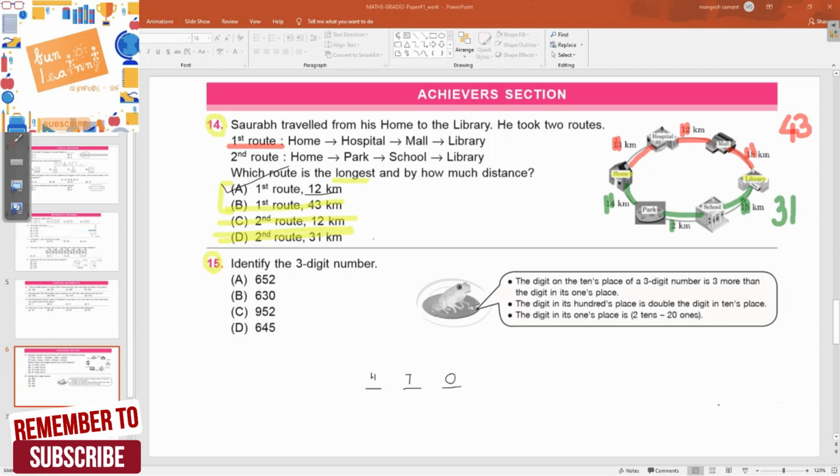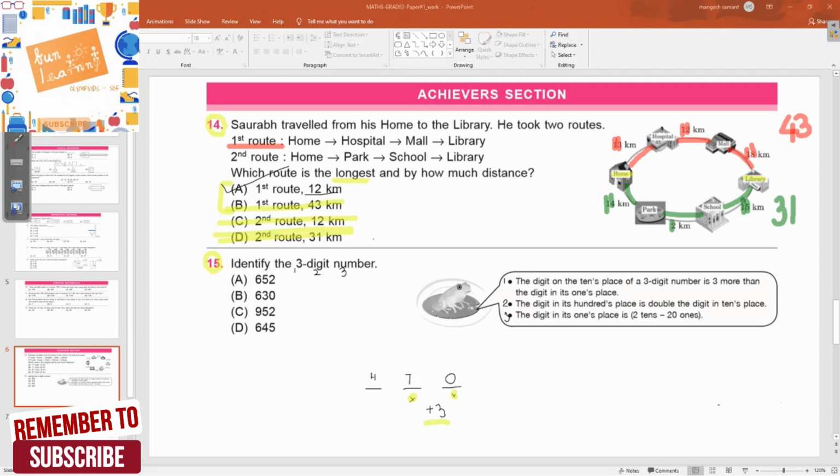Now, let's see which options hold true for the first, second, and third statements they have given here. Let's see the first. The digit in the tens place is 3 more than the digit in the ones place. So they are saying the digit in tens place is 3 more than the digit in ones place.